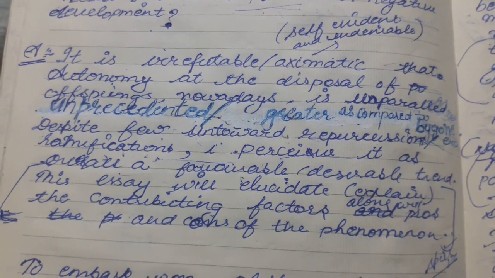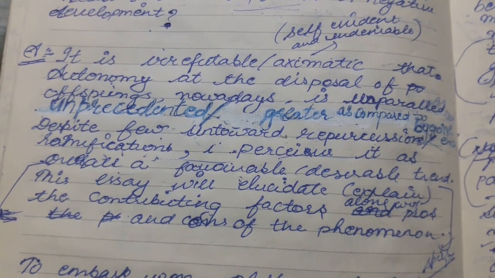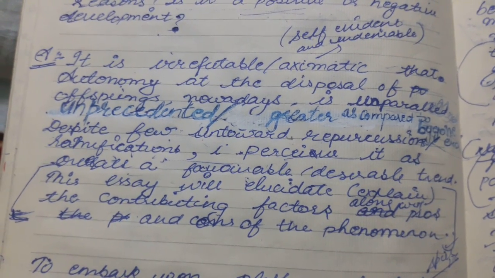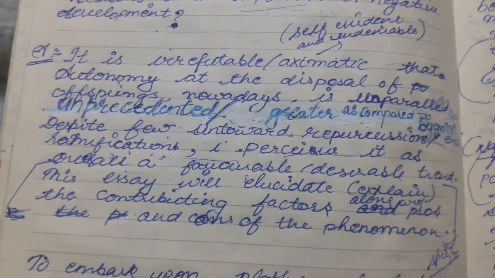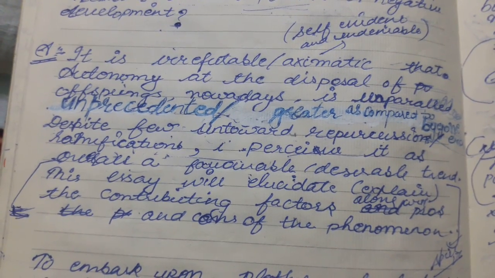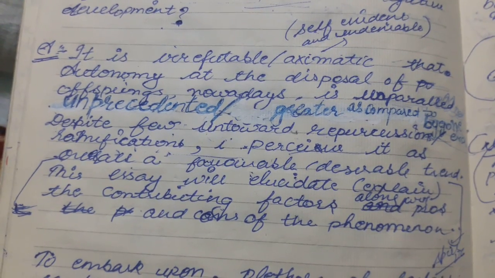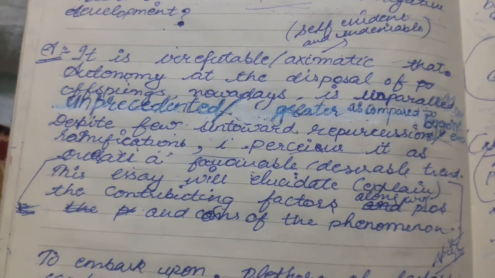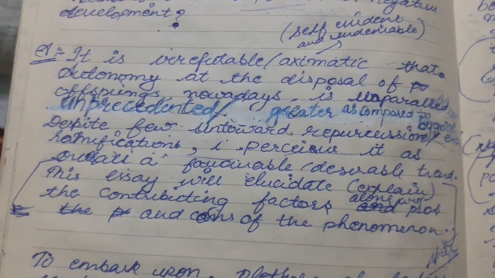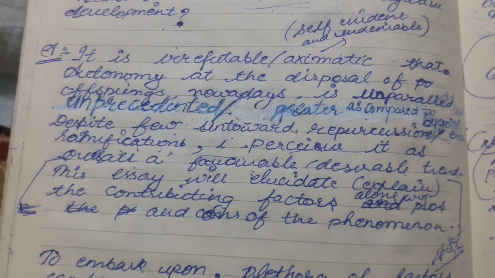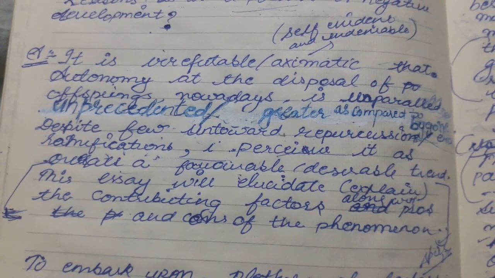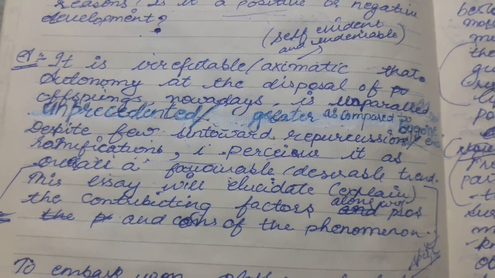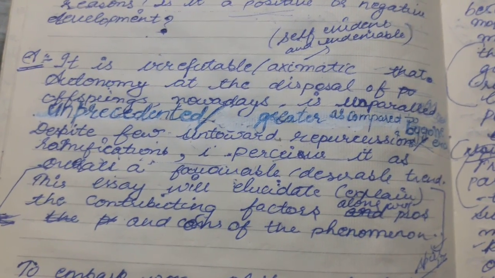Unparalleled means unmatched, incomparable, which cannot be compared with anything. It is so much that it cannot be compared with anything. Unprecedented means never known before. It's quite an important word. Unprecedented means never known before or never done before. So if something has not happened ever before, then you can say that it's unprecedented, means in the past it has never been known or never happened before. Autonomy at the disposal of the offspring nowadays is unparalleled or unprecedented. Or you can also say autonomy at the disposal of the offsprings is greater as compared to the past.